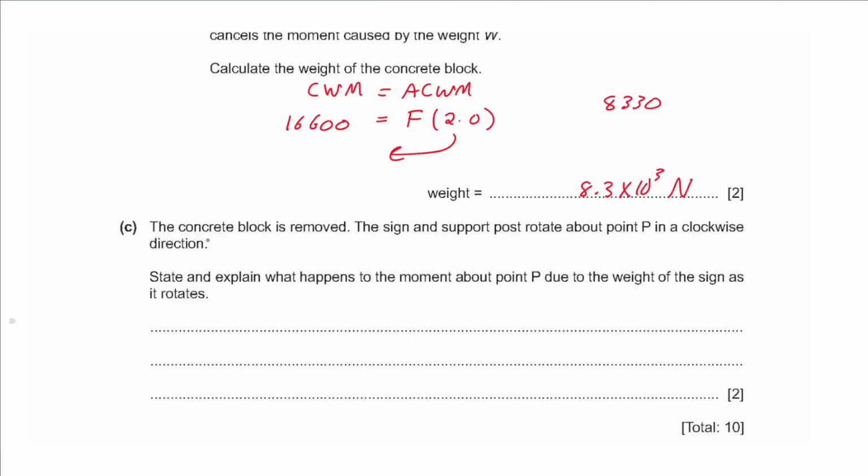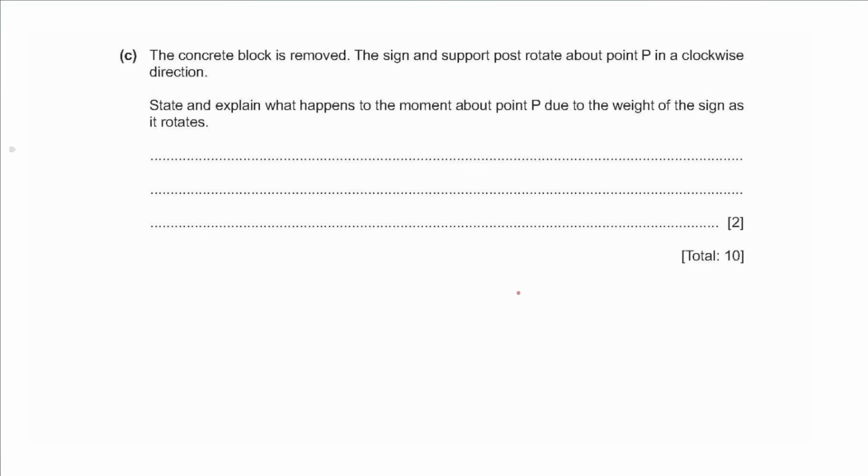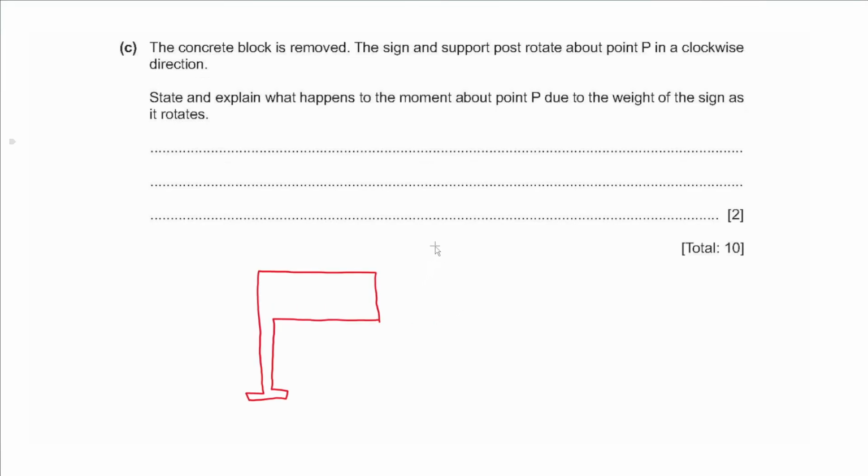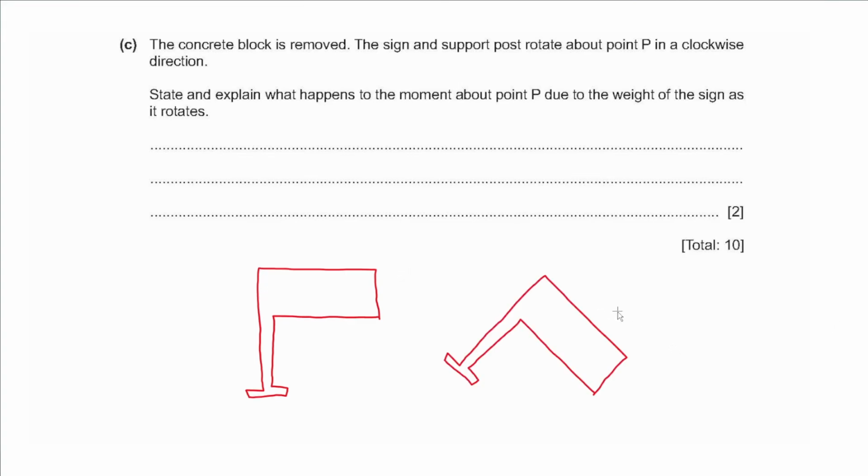Part C says the concrete block is removed, the sign and support posts rotate about the point P in a clockwise direction. State and explain what happens to the moment about point P due to the weight of the sign as it rotates. In order for you to imagine that, I'm going to draw the sign with its tilt clockwise. So for example, it will look like this, and this is point P.